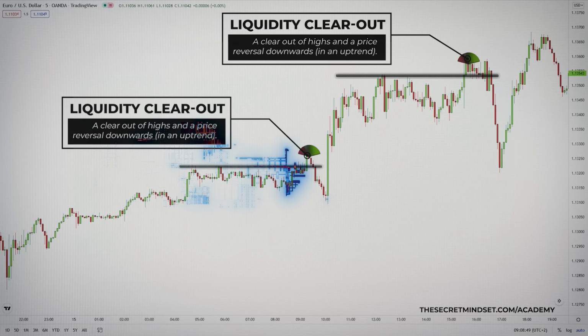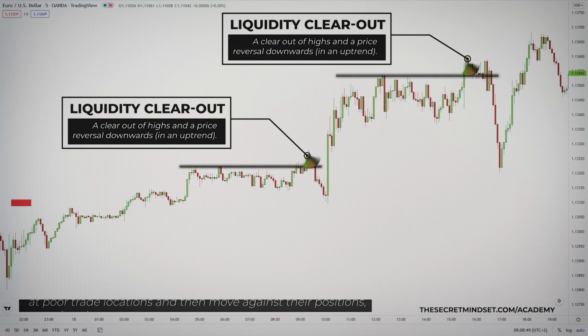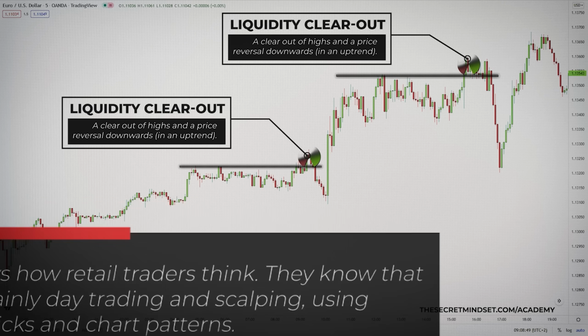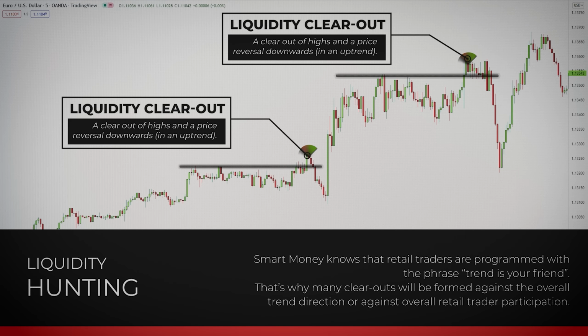And why is that? Because smart money knows how retail traders think. Smart money knows how retail traders use different indicators, moving averages, candlesticks, and chart patterns in their attempt to day trade or scalp the markets. Smart money can easily trap retail traders into the market at poor trade locations, and then move against their positions, stopping them out. They know that retail traders are programmed with the phrase, "trend is your friend." That's why many clearouts will be formed against the overall trend direction or against overall retail trader participation.